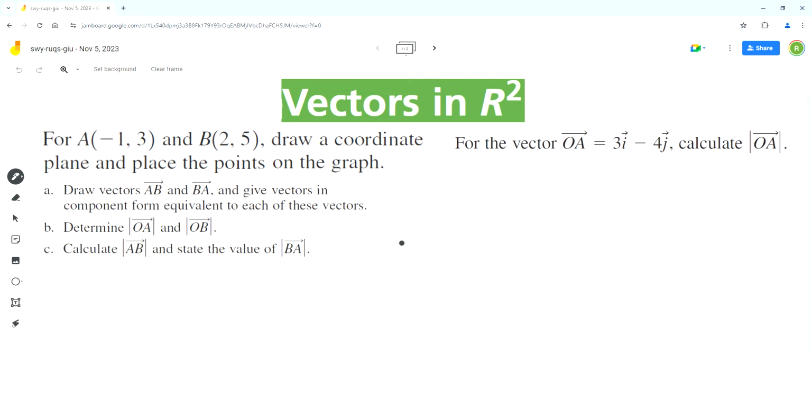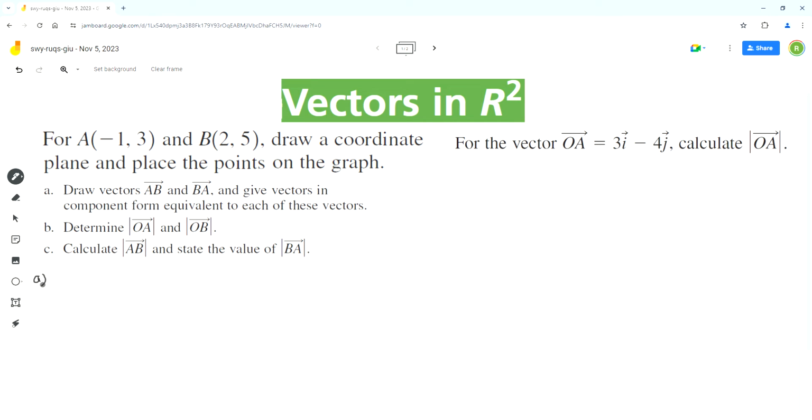So in this video, we'll solve these two problems based on the concepts on vectors in R square. So let's start with the problem on the left side. For A, -1, 3 and B, 2, 5, draw a coordinate plane and place the points on the graph. And in part A, draw vectors AB and BA and give vectors in the component form equivalent to each of these vectors. So let's start with part A.